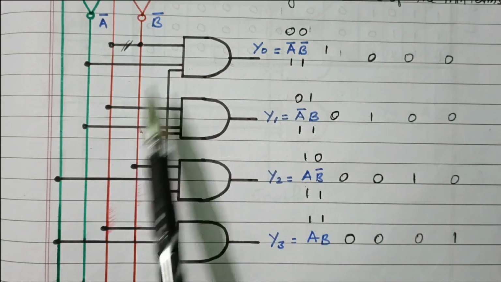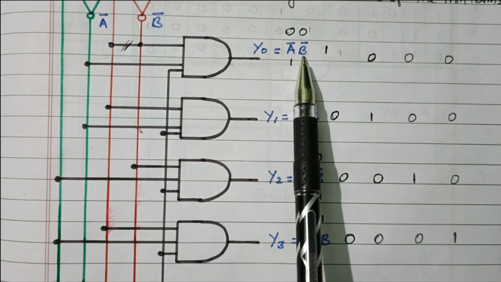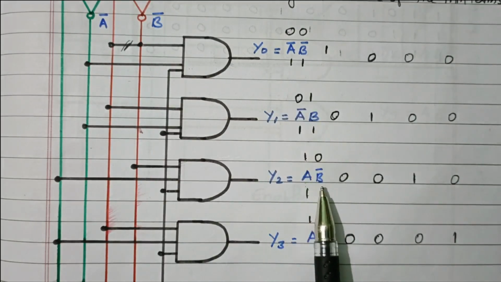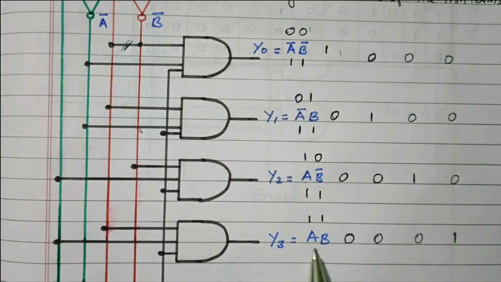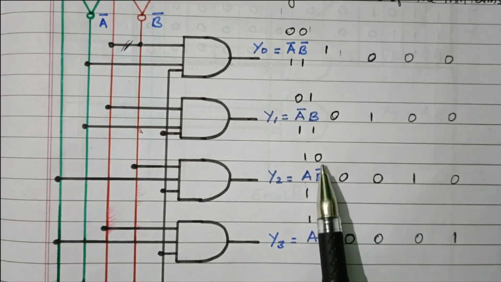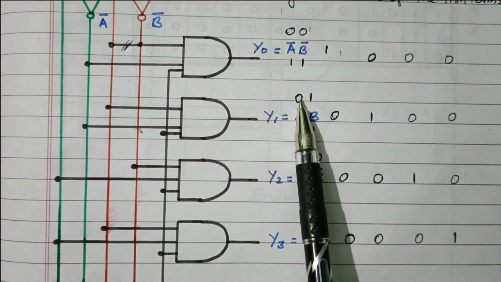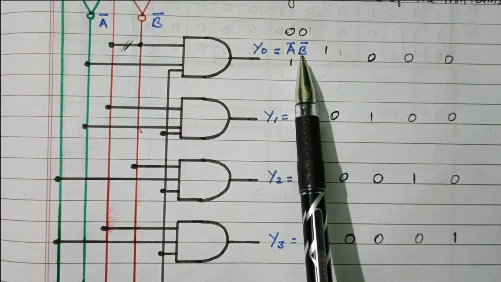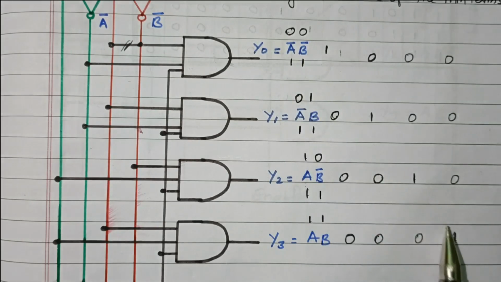Accordingly the inputs are connected. Here A bar and B bar are connected. Here A bar and B are connected. Here A and B bar are connected. Here A and B are connected. Because of 1 1, A and B are directly connected. Because of 1 0, A and B bar are connected. For 0 1, A bar and B are connected. Here both are 0, so A bar and B bar are connected. So automatically we are getting the 4 possible outputs.